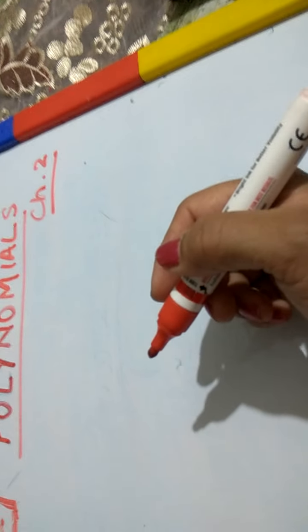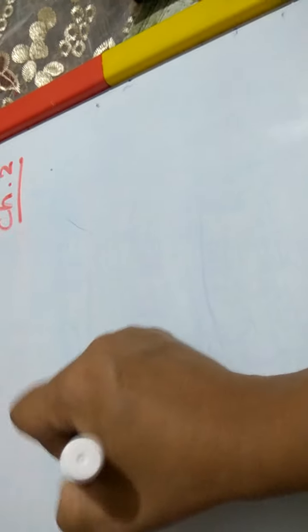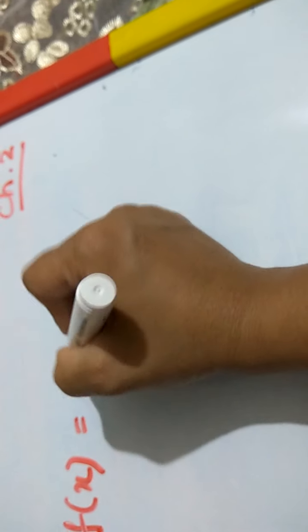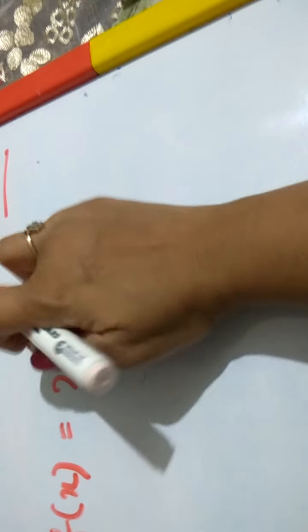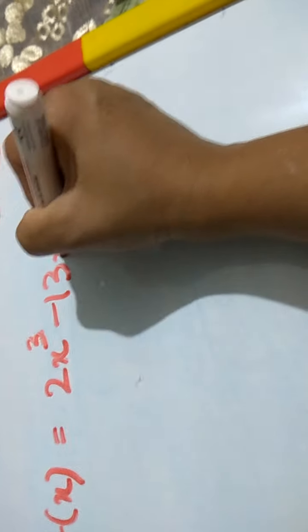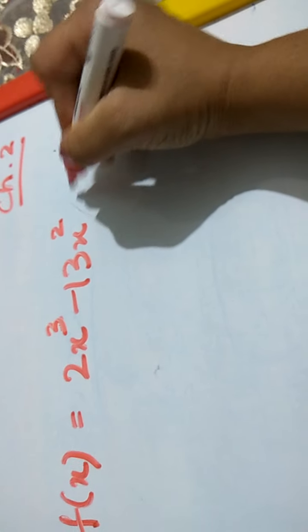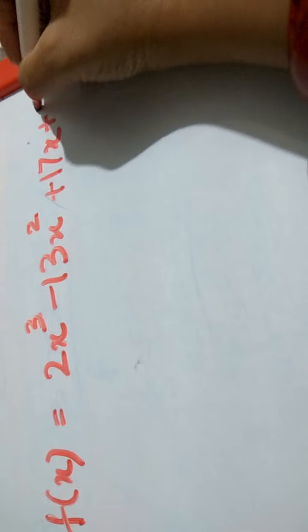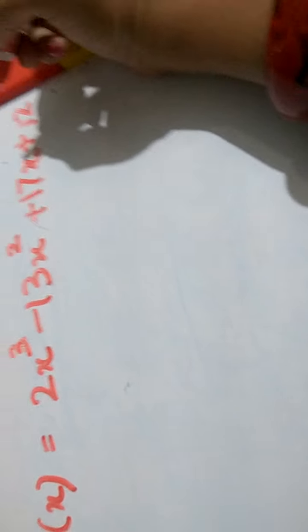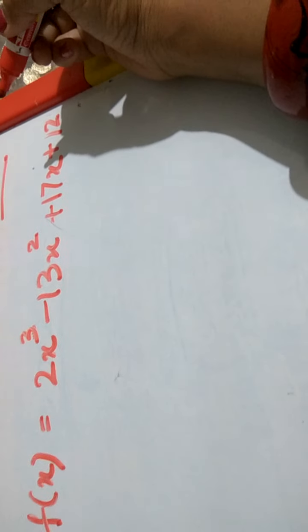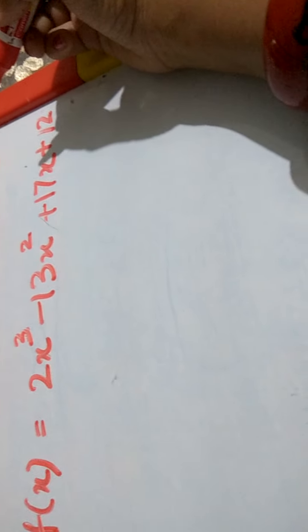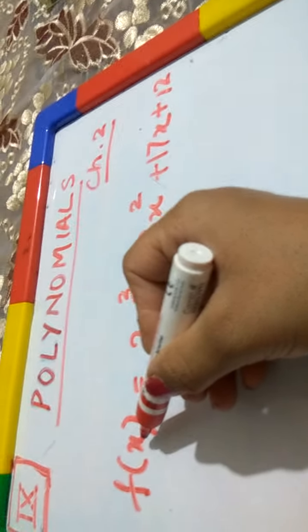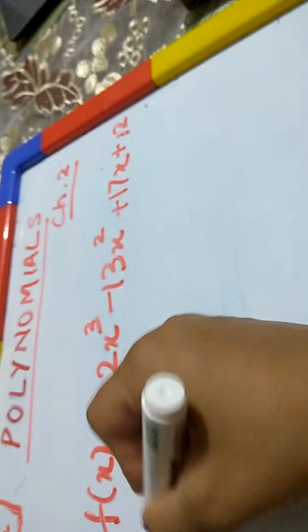Now we will do one question based on it. Suppose a polynomial is given: 2x cube minus 13x square plus 17x plus 12. Now we have to find the value of this polynomial when x is 2. That is, we have to find f of 2.